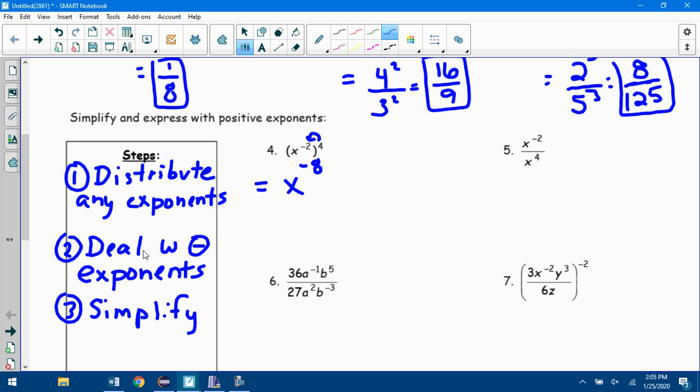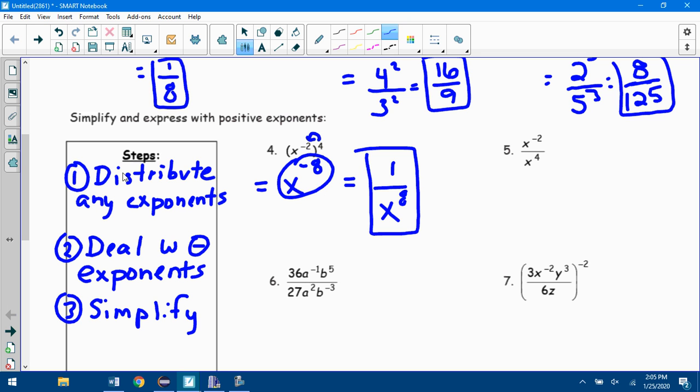The second step says to deal with negative exponents. So if you know what x to the -8 equals, just write your answer. If you want to circle it and kind of just follow that pattern every time, it is in the top now, so it needs to move to the bottom. So we'd put it 1 over x to the 8th. When there's nothing on top, we put a 1. And that's it. We got it with positive exponents.